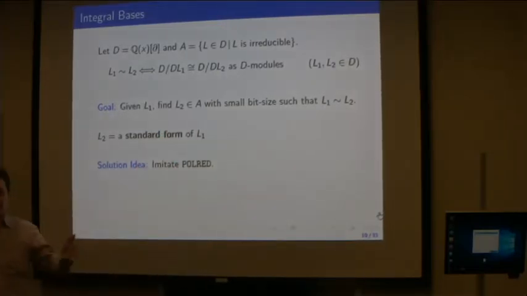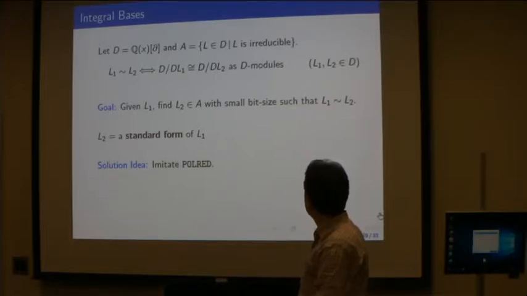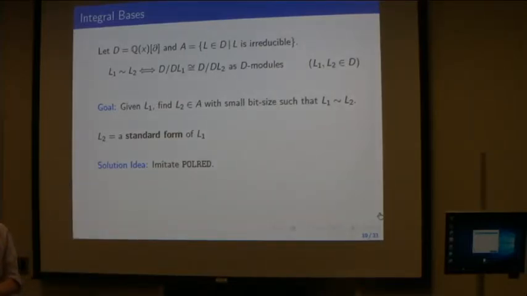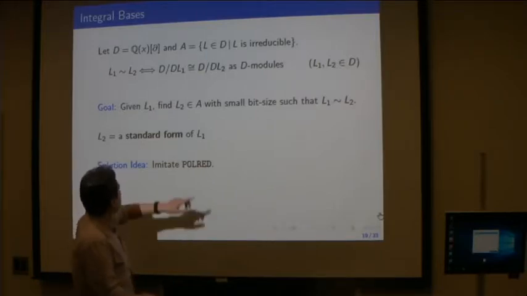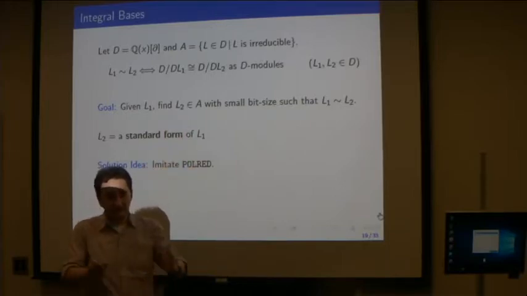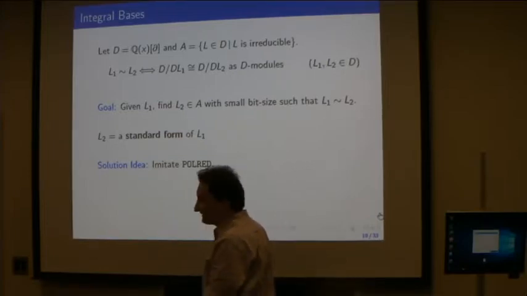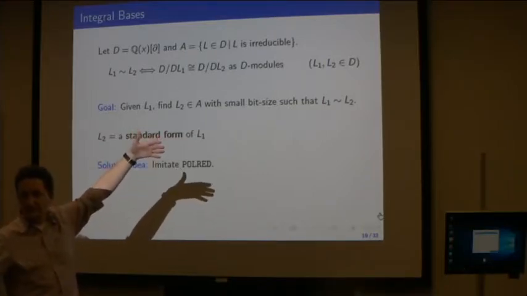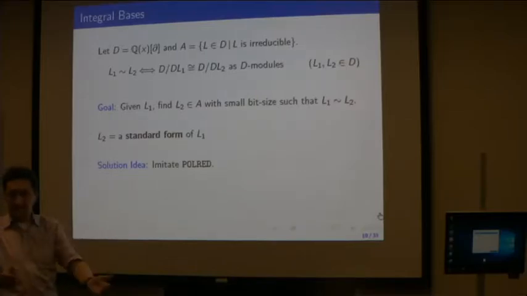For example, in the previous example, I had this third order differential operator. Bit size counts the coefficients and everything; it is how much storage you need to store the information. It will be easier to do computations with L2. Maybe I should have given an example. The example was a third order differential operator with large coefficients; it fills one screen. But we find L2, a standard form, which has small coefficients and fewer apparent singularities.